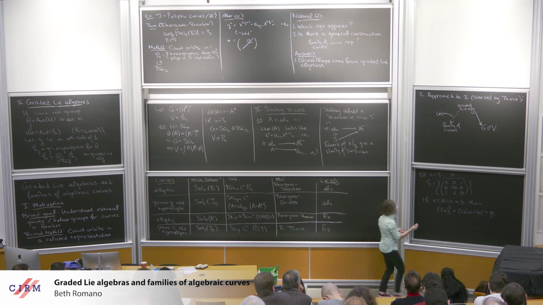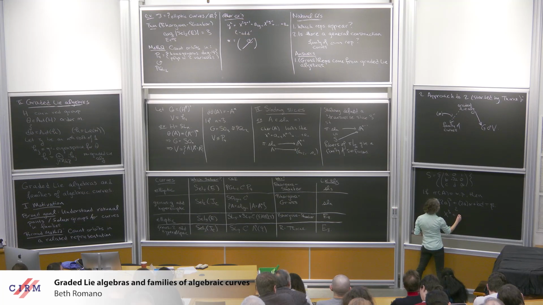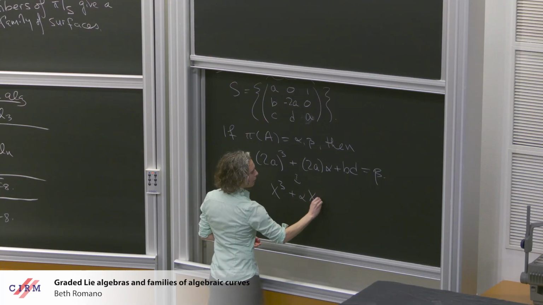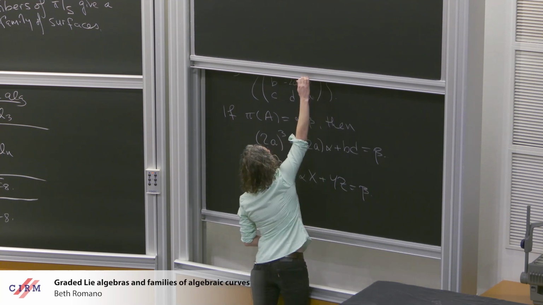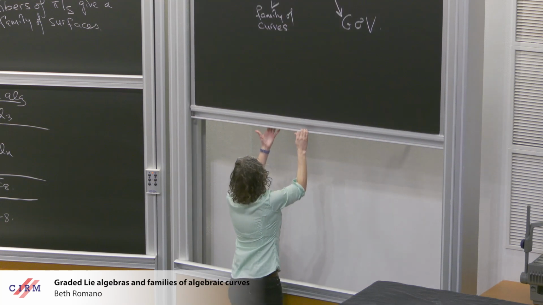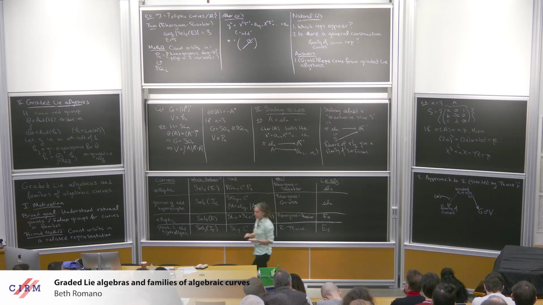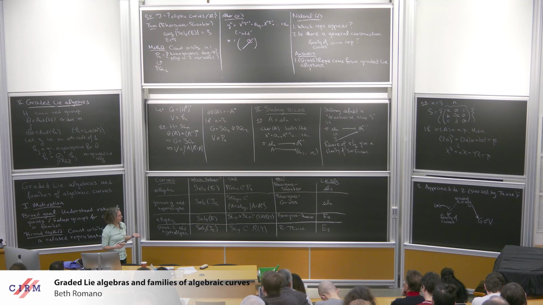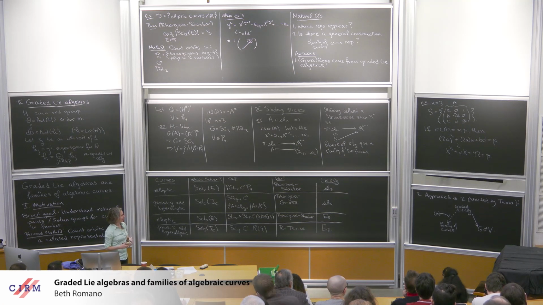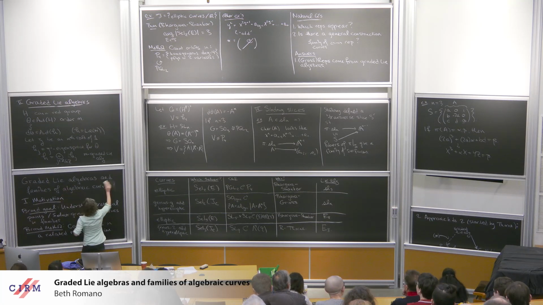And so you can see that this corresponds to a surface that looks like x cubed plus alpha x plus yz equals beta. Okay, and so then what Thorne did was he looked at these Slodowy slices in the graded setting.